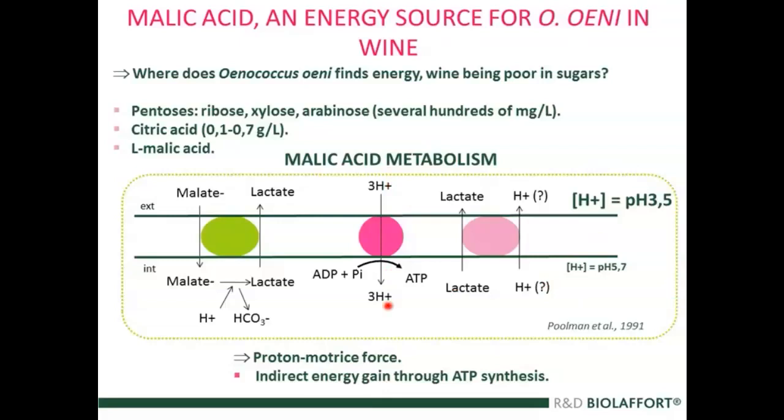concentration gradient through what we call an ATPase, which is actually a proton transporter. As protons go through this transporter, it is able to synthesize ATP. So indirectly, by maintaining what we call a proton motive force, cells gain energy through ATP synthesis, just because the malate is able to consume a proton through the malolactic fermentation.